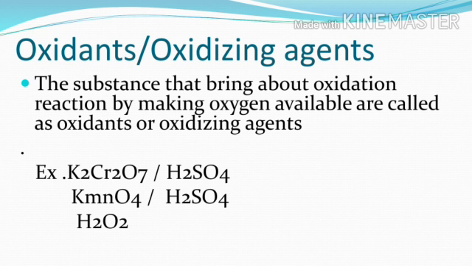Oxidants or oxidizing agents. The substance that brings about oxidation reaction by making oxygen available is called oxidants or oxidizing agents. Sometimes we have to supply the substance which makes the oxygen available for the reaction purpose, and those substances are called oxidants. For example, potassium dichromate solution with sulfuric acid, potassium permanganate solution with sulfuric acid, and H2O2 as hydrogen peroxide. These substances are used as oxidants or oxidizing agents.